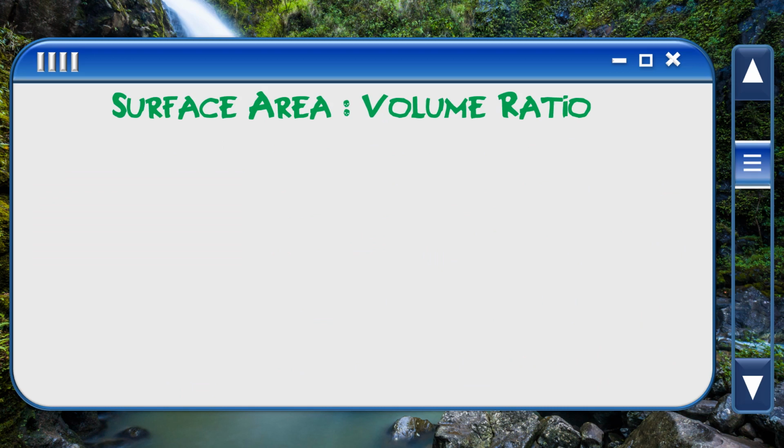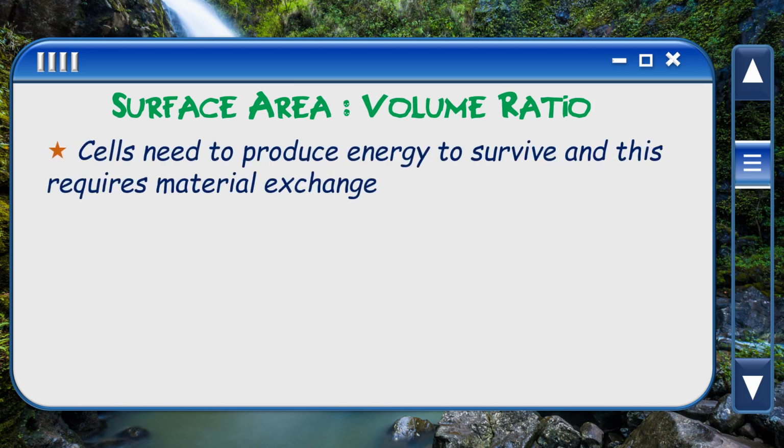Let's talk about surface area to volume ratio. Cells need to produce energy to survive, and this requires material exchange. If the cell is to survive, there is need of energy. And this energy is going to come by exchange of materials between the cell and its environment. Then our cell will be able to get energy and survive.